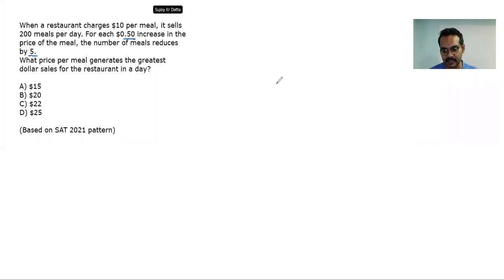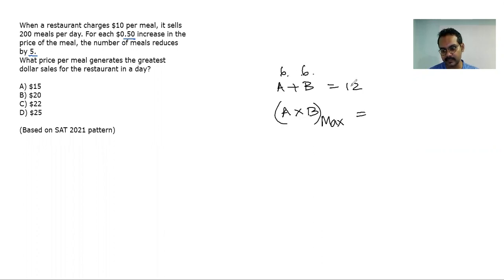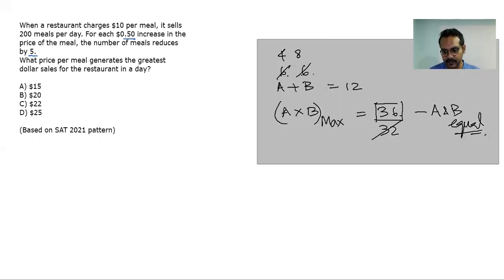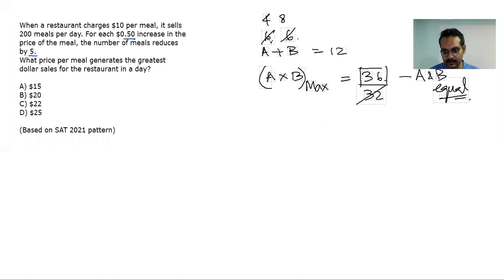So the approach is, let's say I tell you that two quantities A and B add up to, let's say, 12. When is the product maximum? When A and B are equal to 6 each. See, 6 and 6 if I take, then 36 is what we get. If I take any other combination, let's say like 4 and 8, the product is only 32, which is much lower, right? So the product becomes maximum when A and B are equal. Okay. So we'll use this learning and apply it in this question.